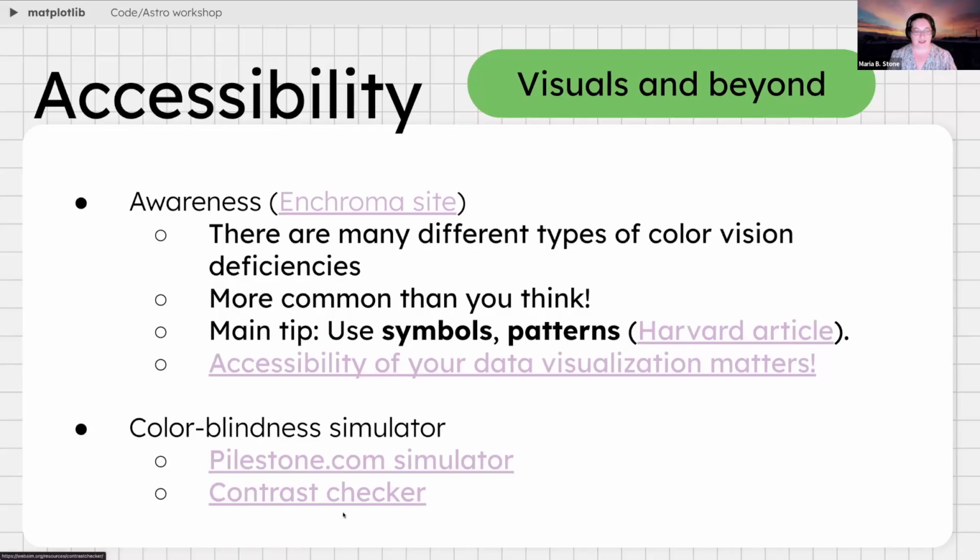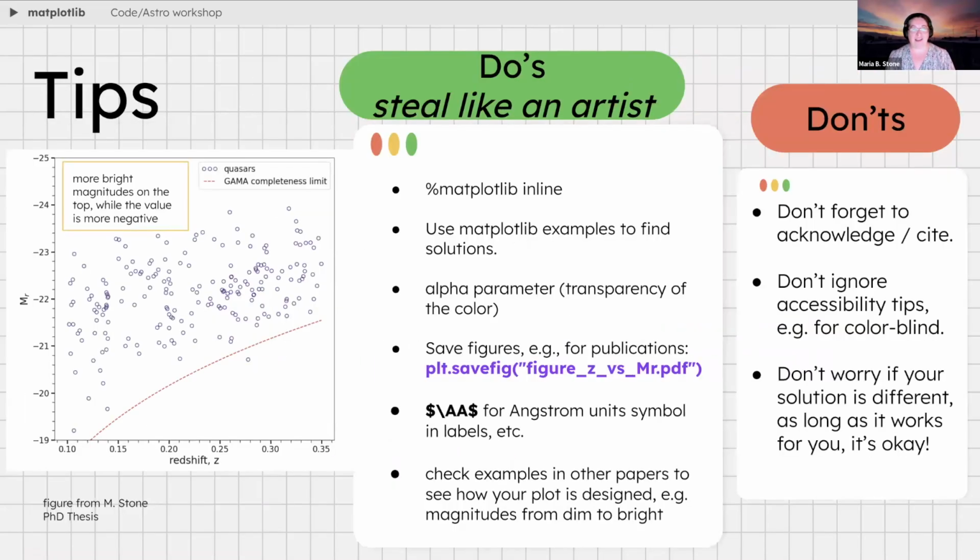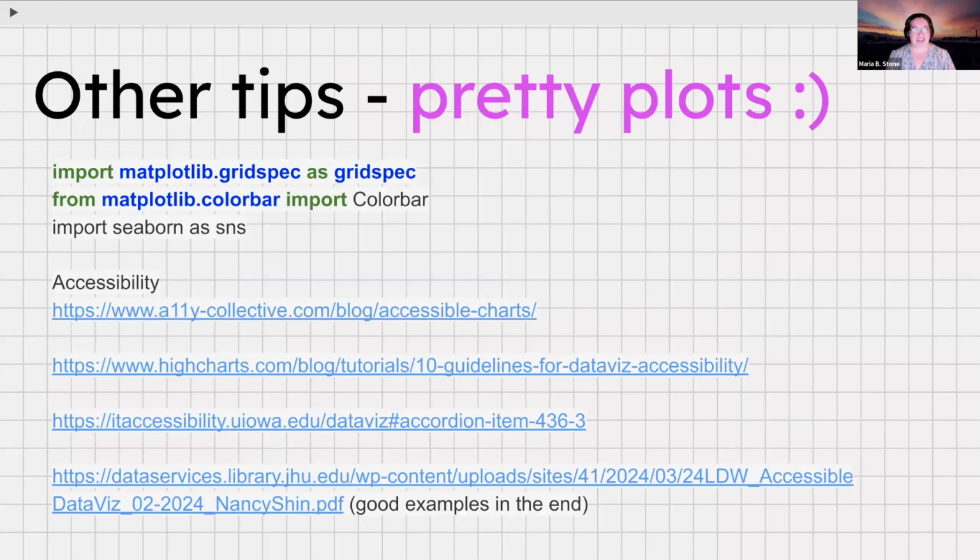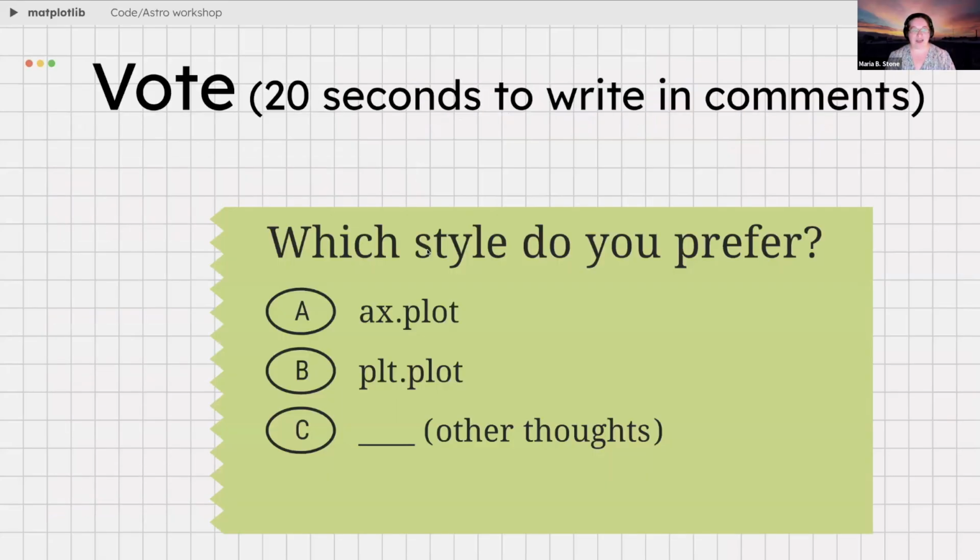Sarah suggested including this color blindness simulator. When you make a plot today or any other day, you can go ahead and run it through the simulators or contrast checkers to check how you are doing. I have some tips, do's and don'ts, which you can read later, especially for astronomy, and some more tips for accessibility and external packages, or the famous colorbar to make pretty plots.